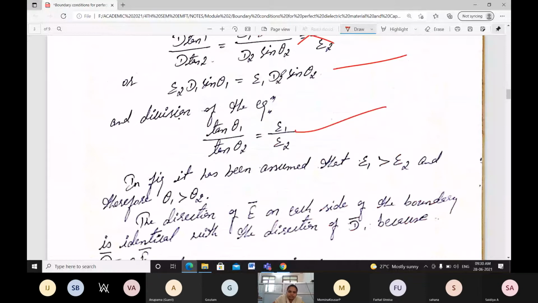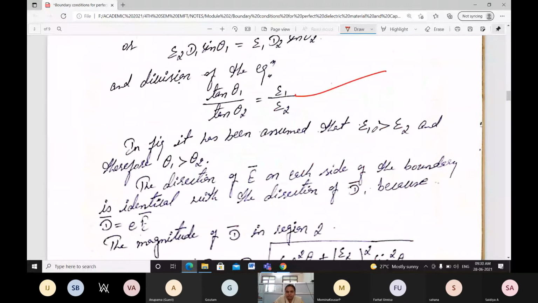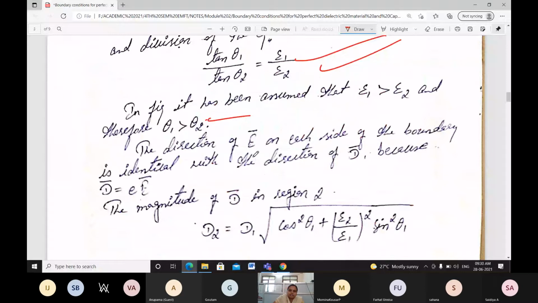Then in the figure it has been assumed that the medium ε1 is greater than ε2 and the angle θ1 is greater than θ2. This is the condition it has to satisfy. Then we can go with the equation. The direction of the electric field intensity on each side of the boundary is going to be identical with the direction of our flux density D, because based on the equation D is equal to εE.